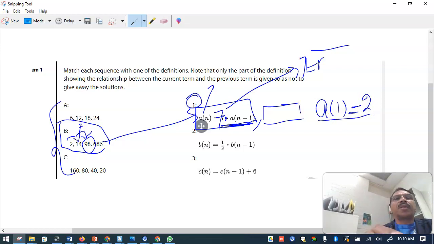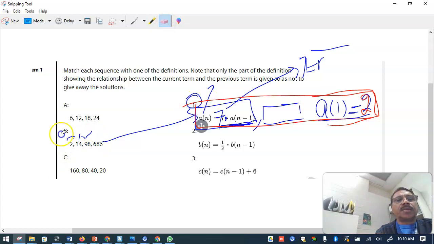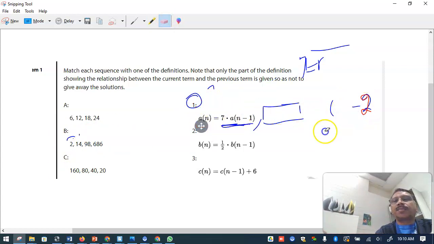Look at the first term. The first term is 2. So that's the 2 right here. This one they did not show. This is the recursive definition. Hope that helps.